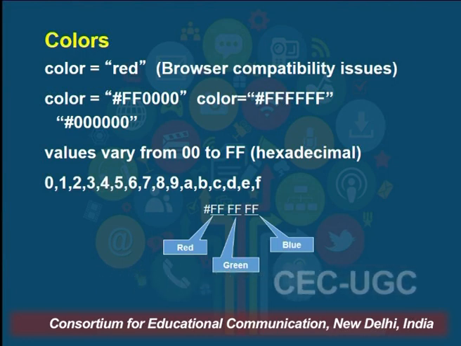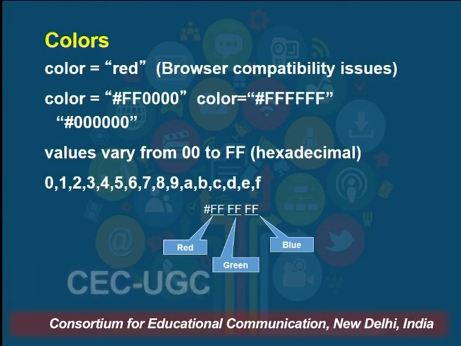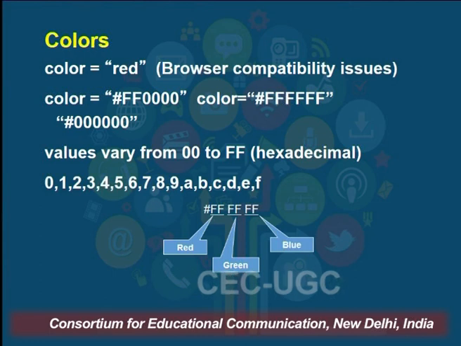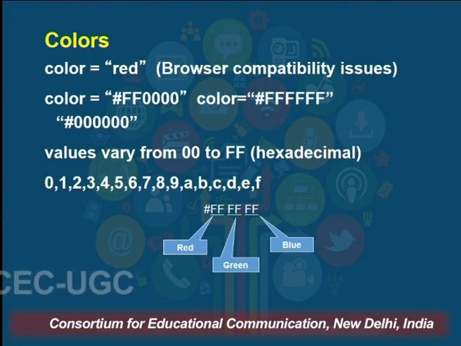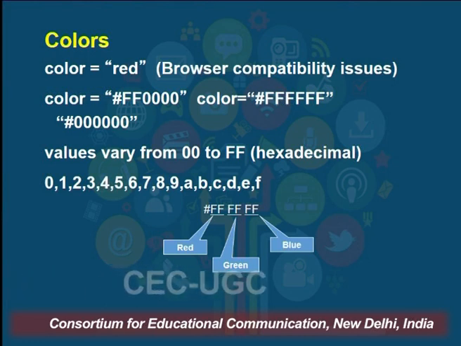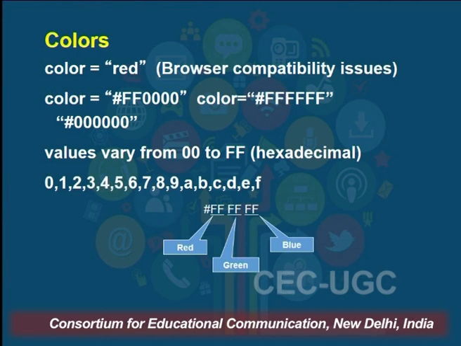For example, if you want a red color, you can write FF and then 4 zeros. It means maximum intensity of red and minimum intensity of green and blue, right. If you want a complete black color, you will write maximum intensities of all. If you want a complete white color, you will write 0. So this way you can use this for mixing and matching and creating a color palette of your own.